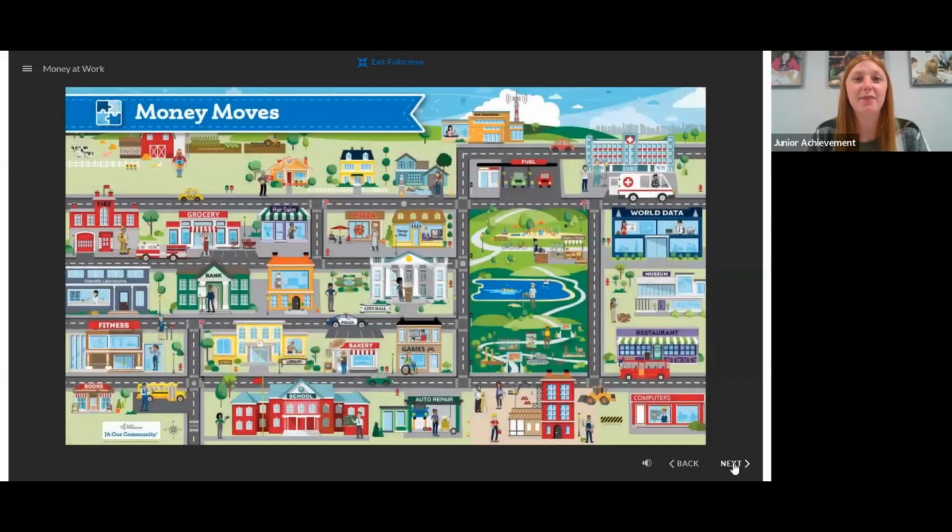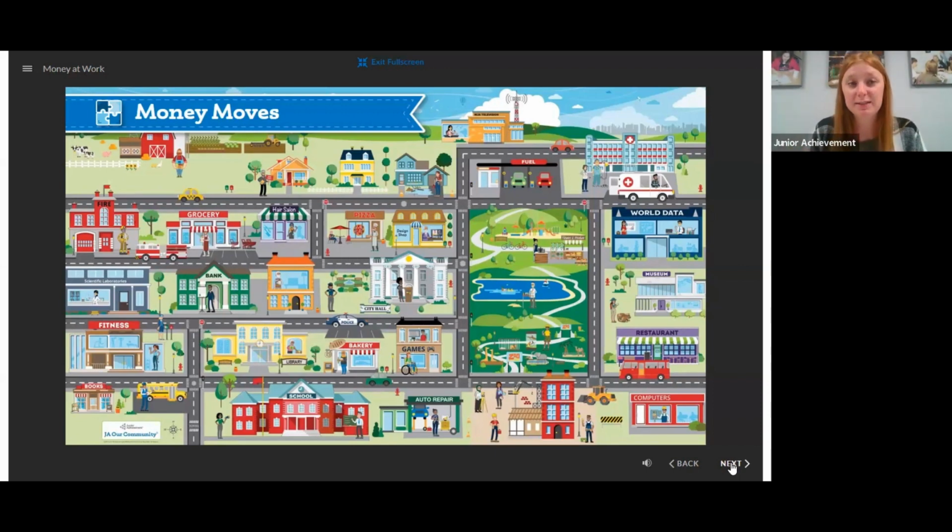Next, we are going to play the Money Moves activity. So all those pieces that I talked about in the beginning, this is when they're going to come in handy. Every student will need a job card with the appropriate goods and services card attached to it. And they are going to need $10 bills, which is 1 sheet of paper.